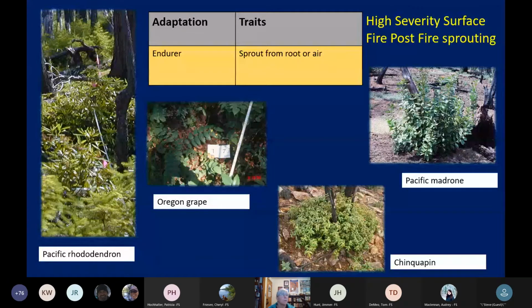Many of our mature and old growth shrub and herb species fall into the endurer adaptation category. So they may in fact die or be top killed due to a surface fire. However, they are able to sprout immediately after the disturbance and come back reinvigorated. And you can also see this in some of our hardwood species like madrone and chinkapin as well.